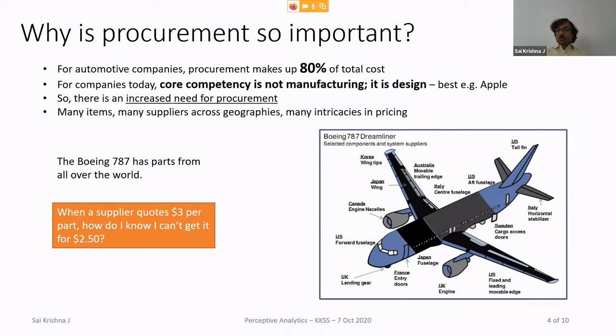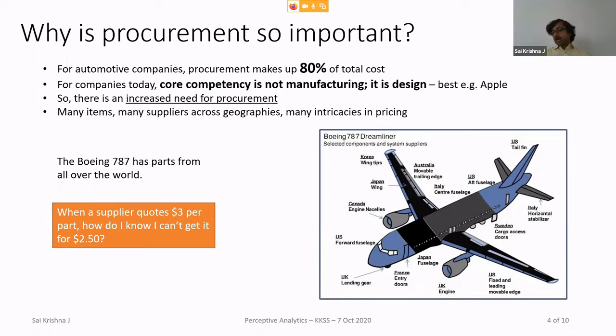Okay, and so what does Boeing do? None of these parts are manufactured by Boeing. All Boeing does is, Boeing has a factory in a place called Seattle in Washington, and Boeing just puts these components together, slaps on their label of Boeing 787 Dreamliner, and sends the aircraft to customers. But all the components are procured from outside suppliers, and these suppliers are located all over the world.